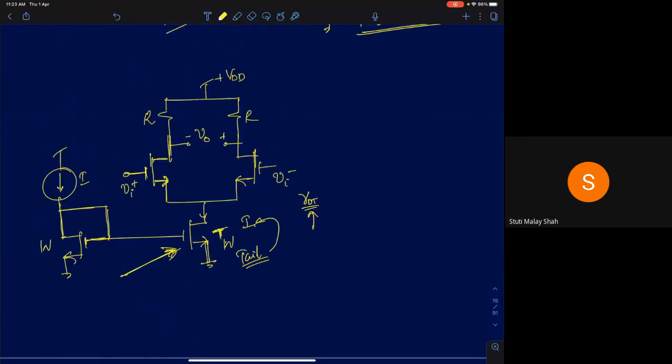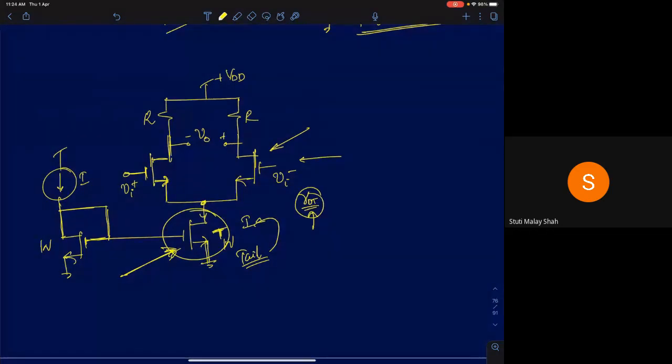Now, for example, in this circuit, if I ask you to find out the differential gain, assume that this tail transistor has a finite output resistance ROT. What is the differential gain of this circuit? Differential voltage gain. I'm not asking common mode gain, I'm asking you differential gain.